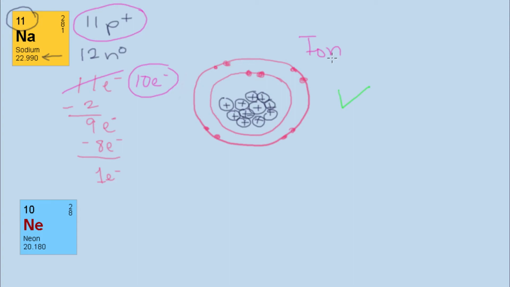But it has now become an ion, a positive ion. More specifically, an ion with a positive 1 charge because -10, which is the amount of electrons, plus positive 11, which is the amount of protons, is equal to positive 1. How do we write it? Just like that.